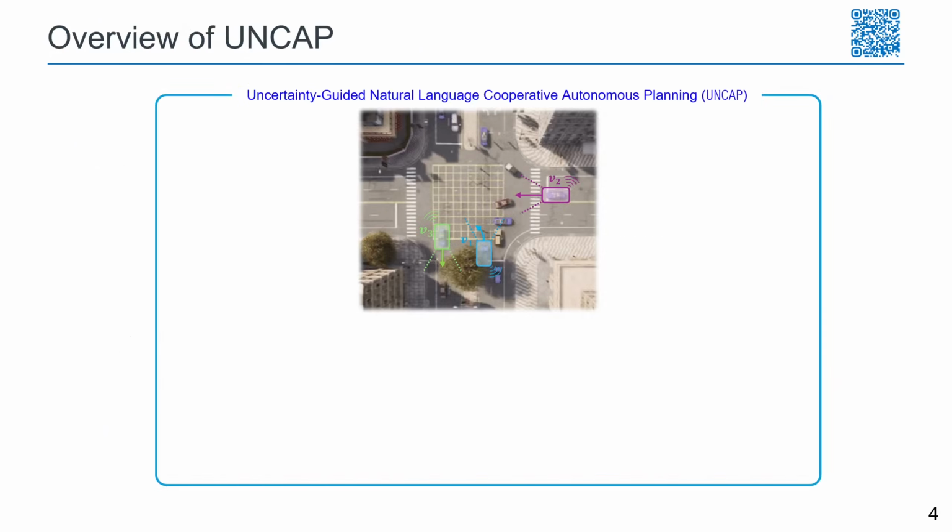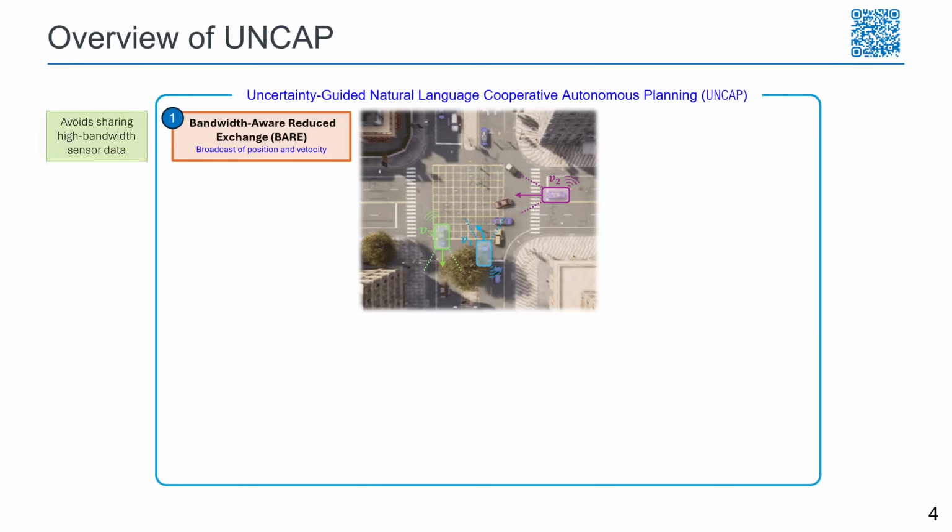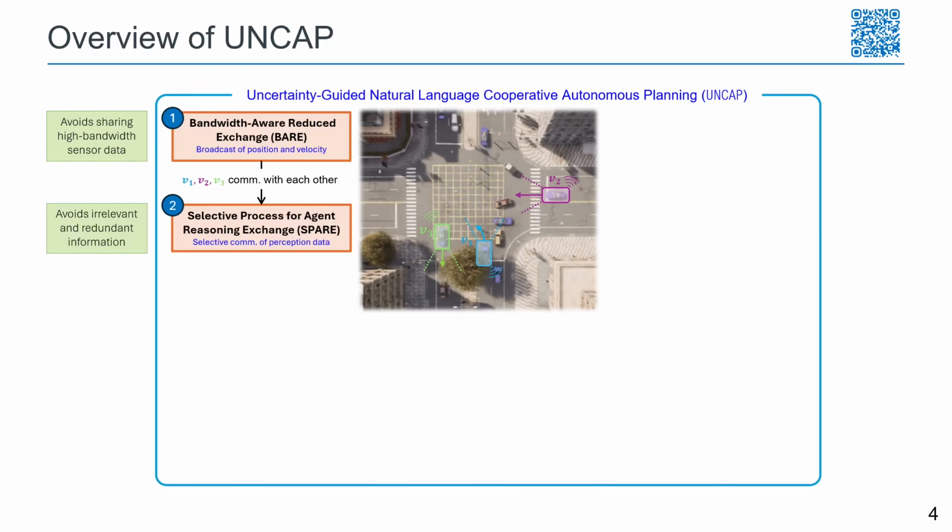Let's take a look at the core methodology of UNCAP using this example with three CAVs in green, blue, and purple. In the first stage, BEAR, we enable reduced bandwidth data exchange, that is, only position and velocity information is shared. In the second stage, that is, SPARE, based on the position and velocity, relevant vehicles are identified for further selective communication. For instance, here only V1 and V2 communicate as information from V3 is irrelevant.